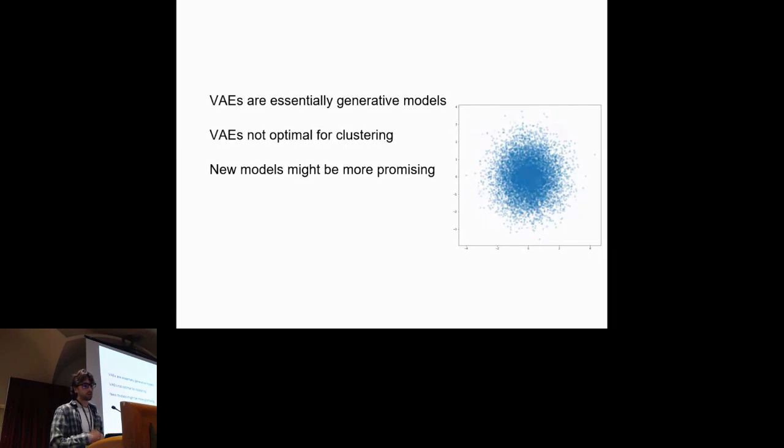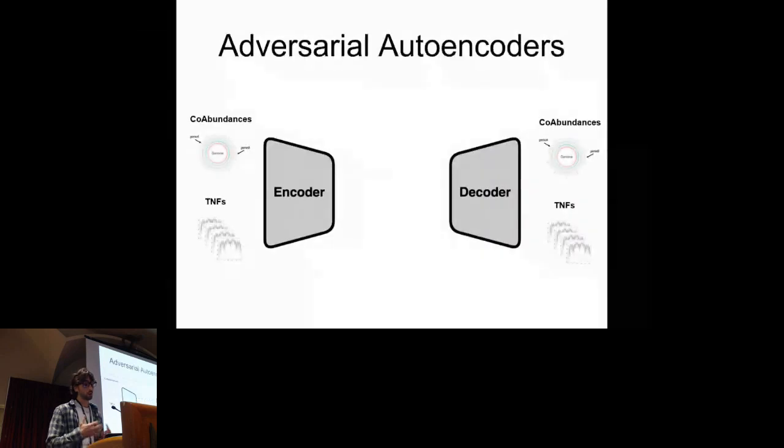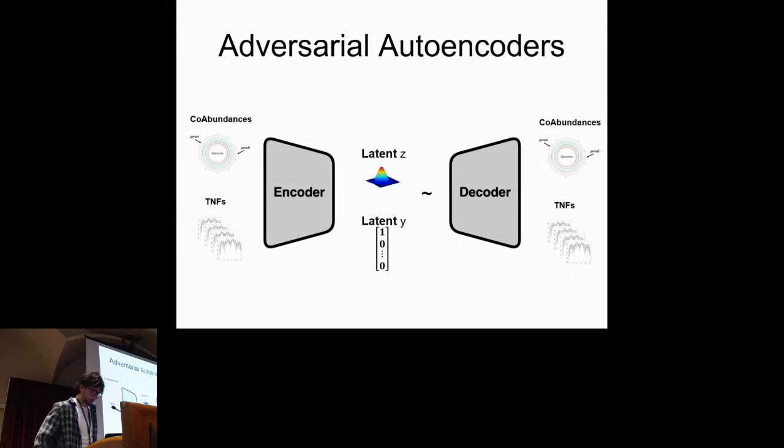So since then, new models have been proposed, which could be more promising for our purpose, which is binning. Among them, one that we wanted to give a try is adversarial autoencoders. Adversarial autoencoders are quite similar to variational autoencoders. We have our input data, our encoder, decoder, and reconstruction. But now we have two latent spaces. One is the Z latent space, which holds similar properties as before: it's Gaussian distributed, continuous, clusterable. And then we have the Y latent space, which is a categorical, one-hot distributed latent space.